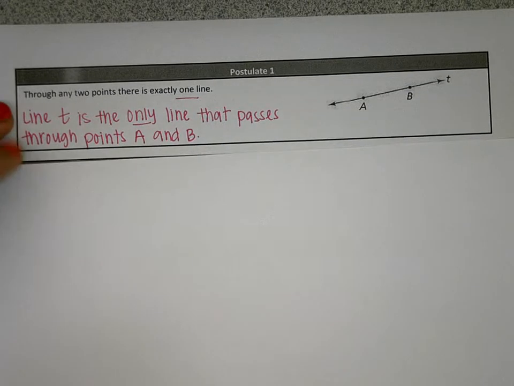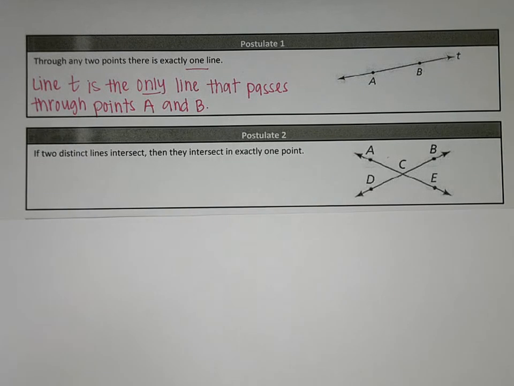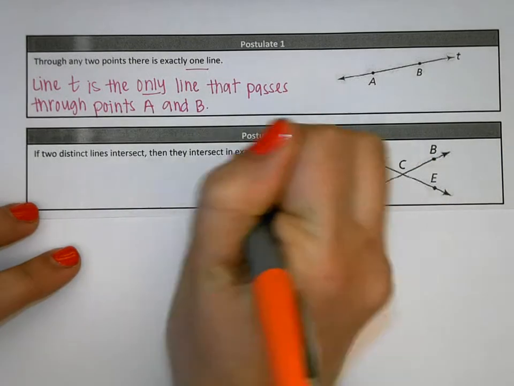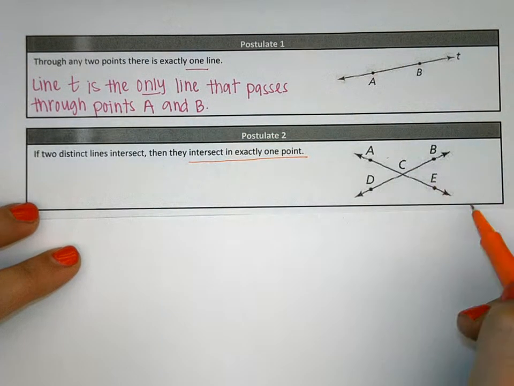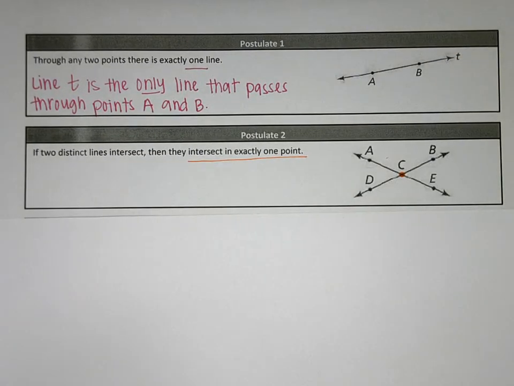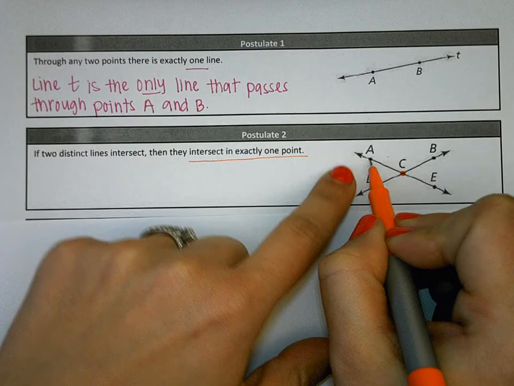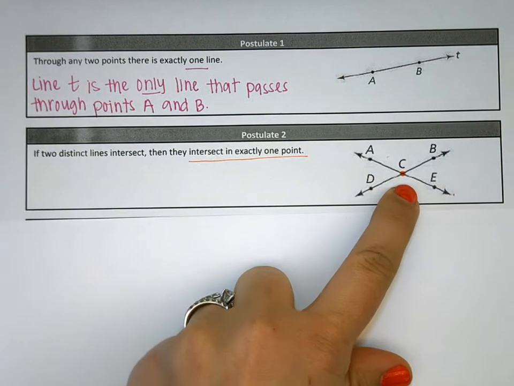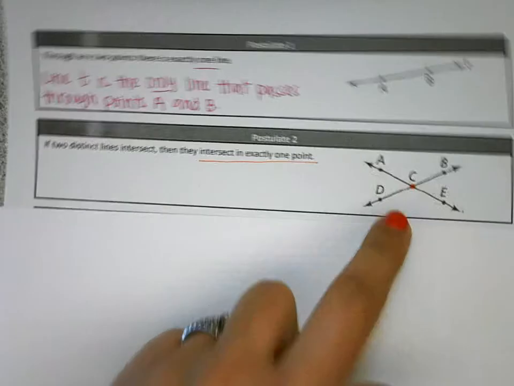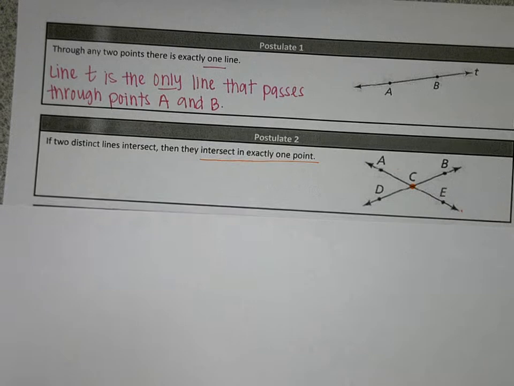Postulate 2 is also something that should be pretty intuitive to you. If 2 lines intersect, then they intersect in exactly 1 point. So when 2 lines cross, there's only 1 point where they intersect. We did this already with systems of equations, right? The equation of this line and the equation of this line only has one solution. Okay? If they're parallel, how many solutions do they have? 0. And if they're the exact same line, how many solutions do they have? An infinite number. But if they do cross, they can only cross in one place.